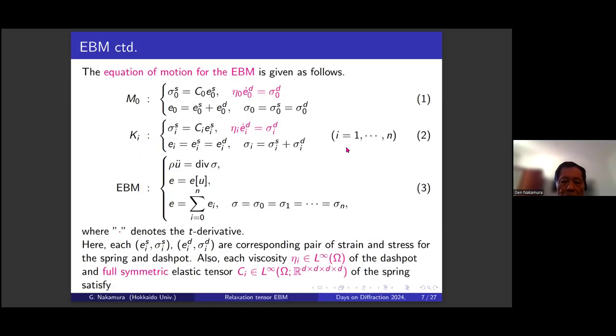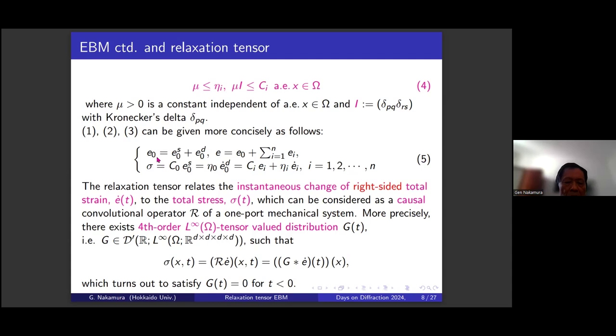So I gave you the equation in a very complicated way, but this part can be put in a more concise way, which will be of this form. I don't know whether this expression will help you to better understand the previous system of equations consisting of 1, 2, and 3. Anyway, what is the relaxation tensor? This relaxation tensor relates the instantaneous change of the right-sided total strain, which I denote by E dot(t), the dot meaning the t derivative of E, to the total stress sigma(t).